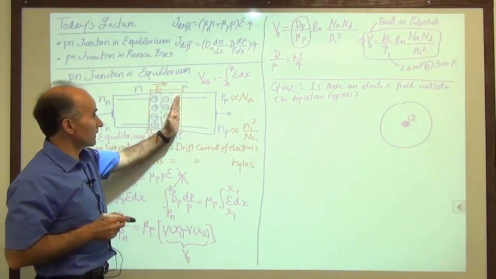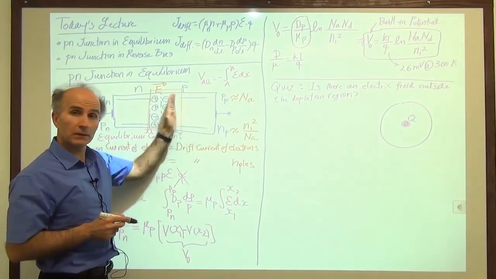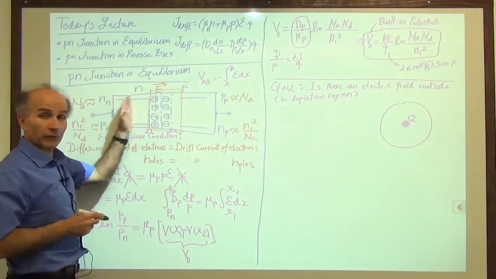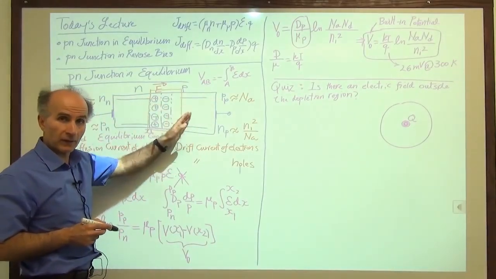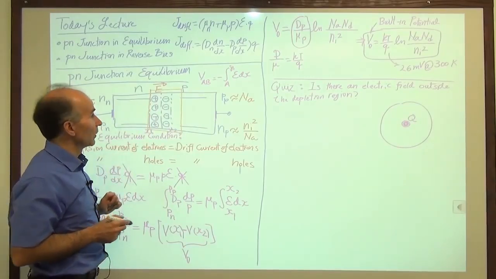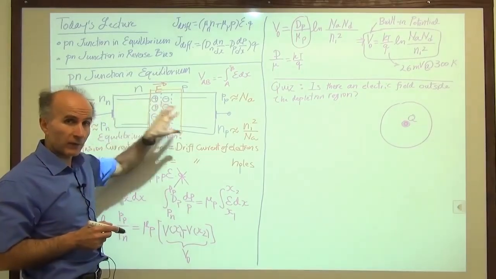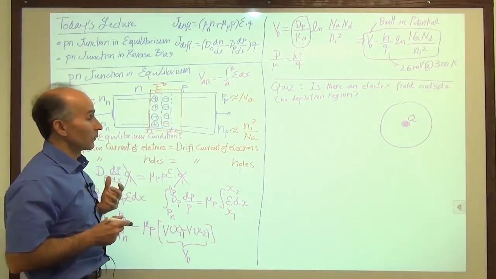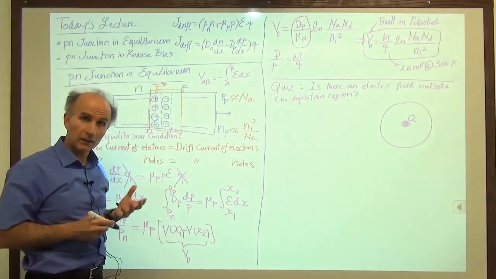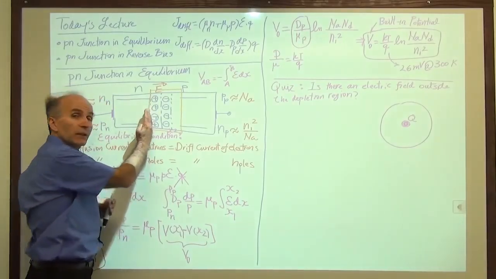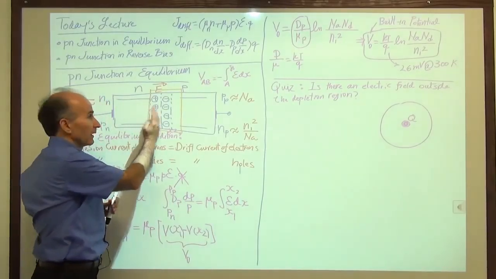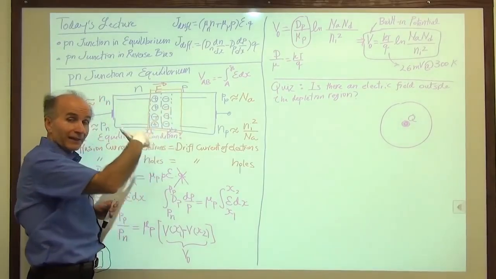And we can move this surface up and down here, or this surface up and down here, and we will see that the electric field is always 0. So the electric field only exists inside the depletion region, not outside. Of course, we are making an approximation here, meaning that suddenly at this point everything stops, and suddenly at this point everything stops. It's not exactly like that.